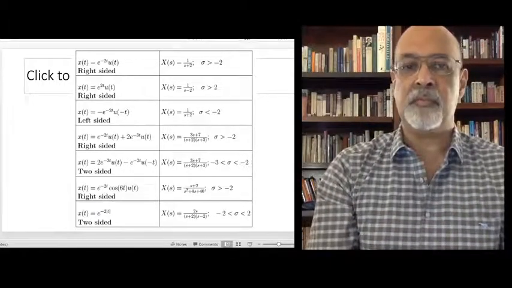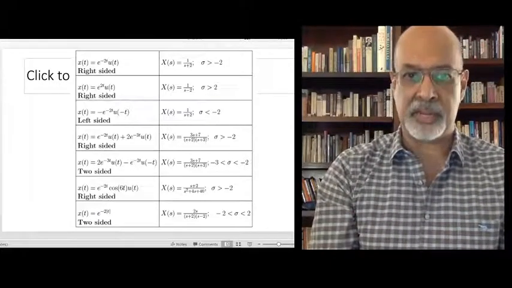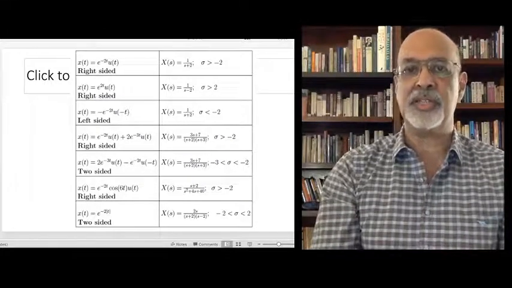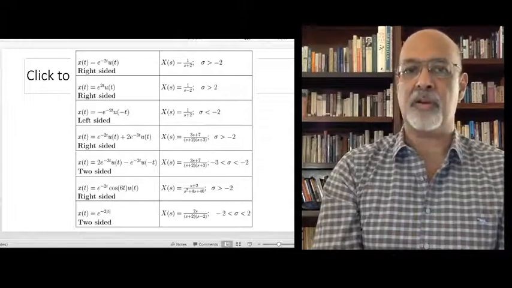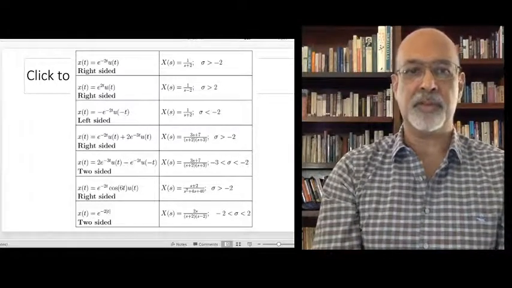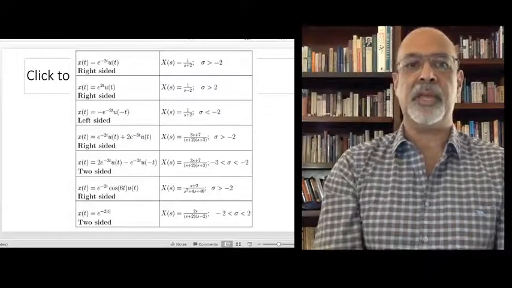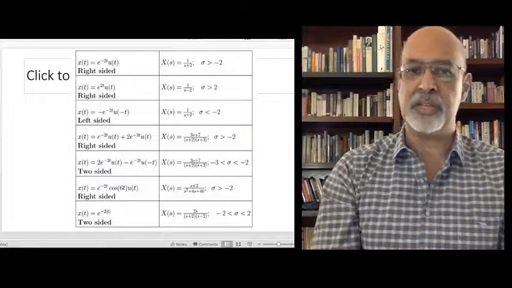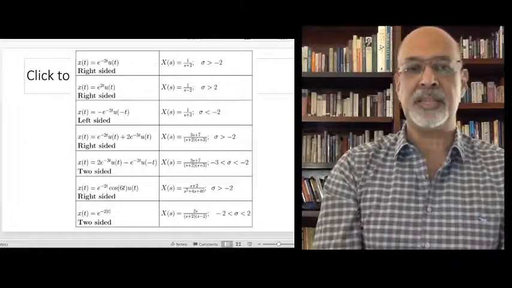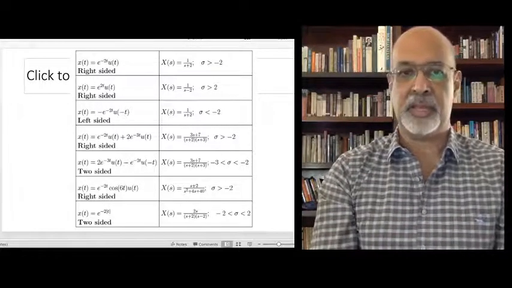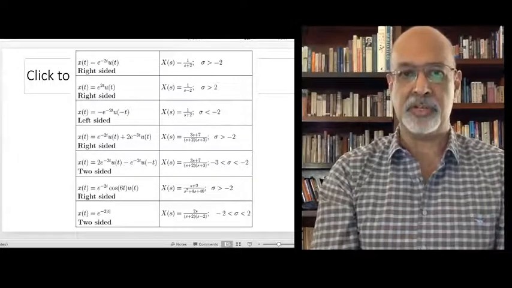The first couple are right-sided. That is, the time function is non-zero to the right of a point, which in this case is 0. So for t greater than 0, we have a non-zero value. For t less than 0, we have 0. And in the case of the third, minus e to the minus 2t u of minus t, that's left-sided. The function is non-zero to the left of the point t equals 0.